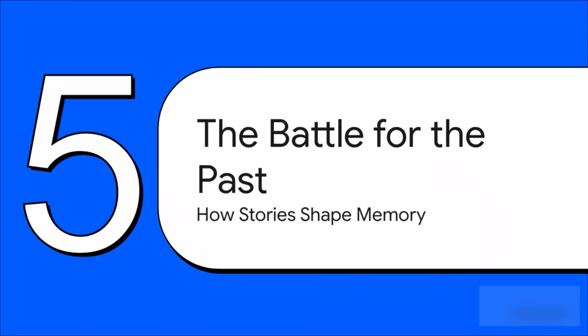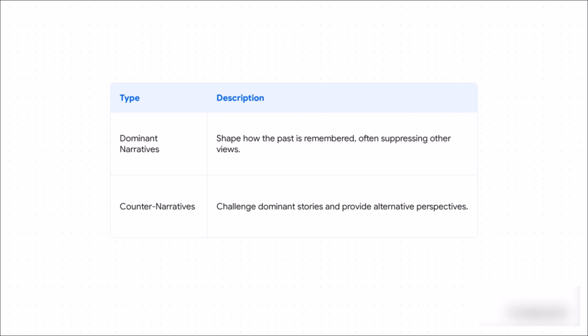So if stories actually shape our memory, that leads to a huge implication. The past isn't some fixed, settled thing just sitting there. No, it's a territory. It's a place that can be fought over. And this is the battle for the past. Now, this battle often comes down to two competing forces. On one side, you've got your dominant narratives. These are the official stories that shape how a whole culture remembers its past, and they often push other versions out of the picture. But then, on the other side, you have counter-narratives. These are the stories from other groups that challenge that official version and offer a totally different perspective.